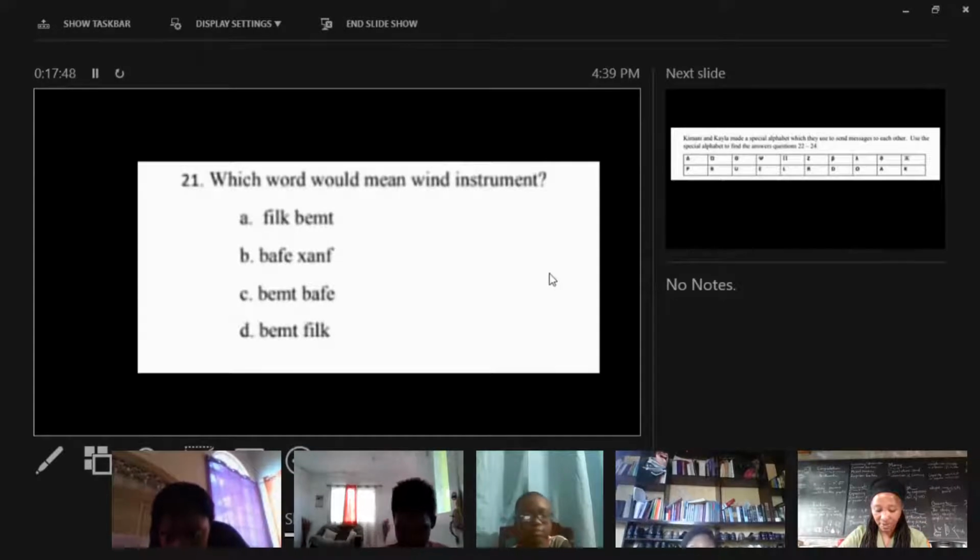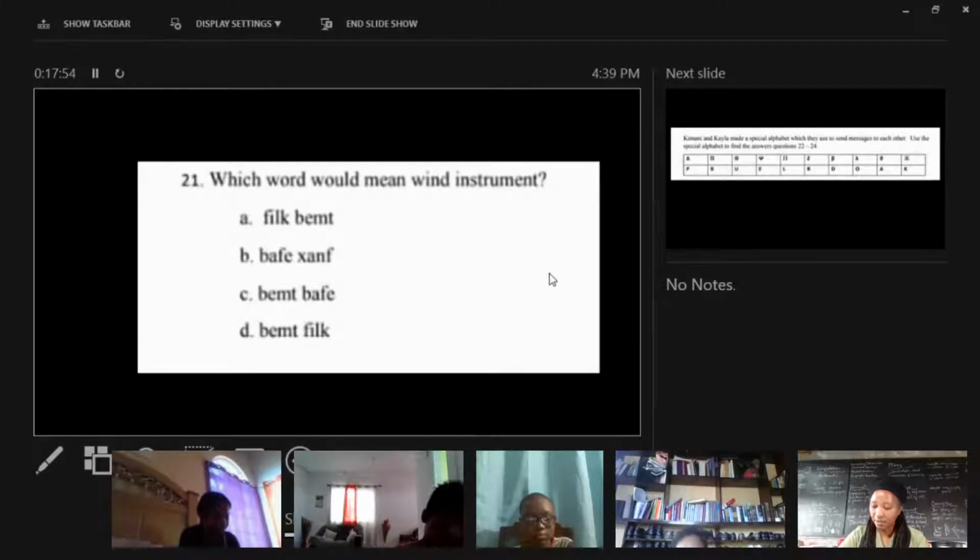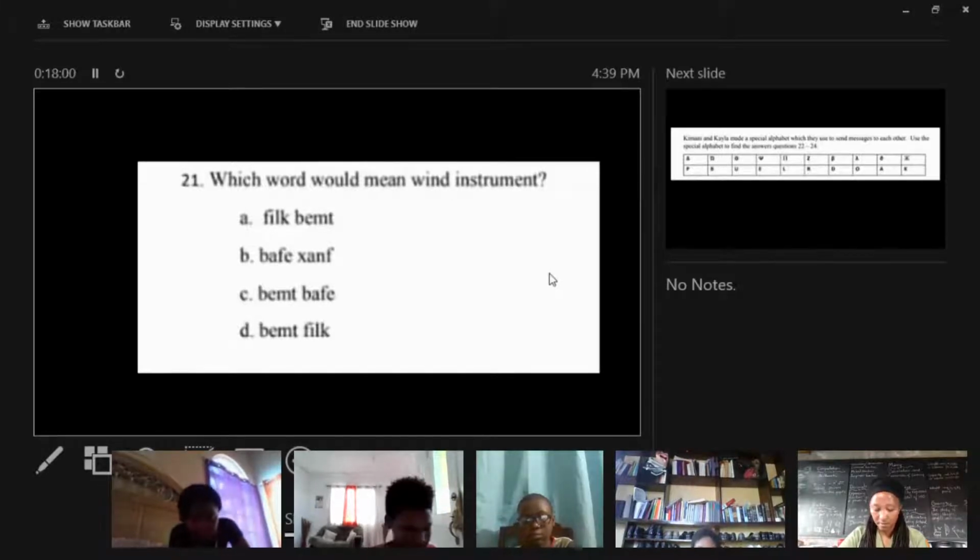All right. So what did you say, Jaden? Bent filk. And explain why. Because bent means wind and filk means instrument, based on the table. All right, so that is correct.